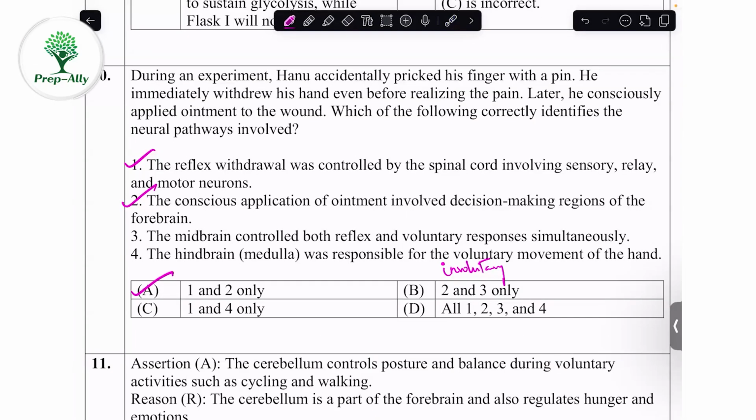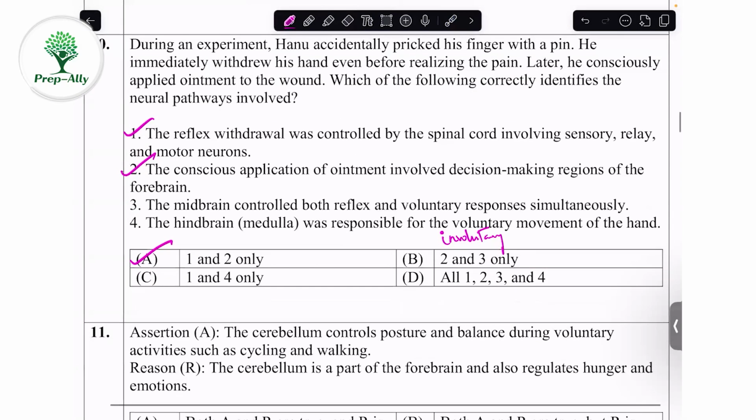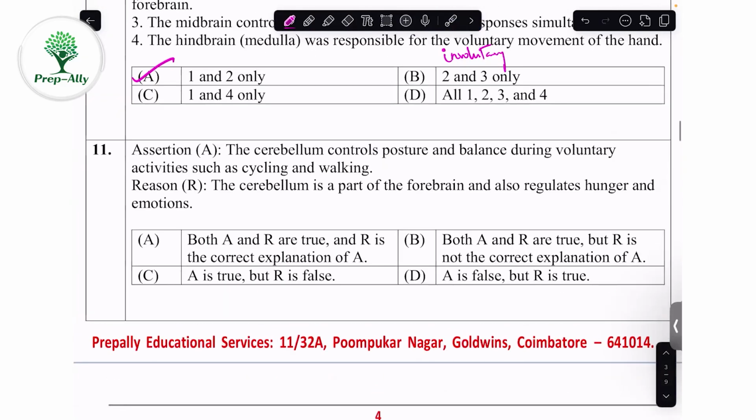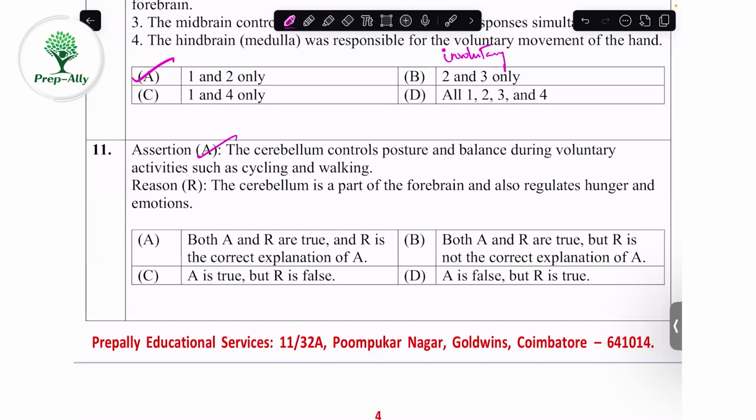11th question. The cerebellum controls posture and balance during voluntary activities like cycling and walking. Yes, you know that the cerebellum is a part of hindbrain. The cerebrum is a part of forebrain, and that is the major part where thinking, memory, analyzing, decision making, etc. all the processes are done. And the cerebellum is mainly for posture and balance, which is present in the hindbrain. So yes, the assertion is correct.